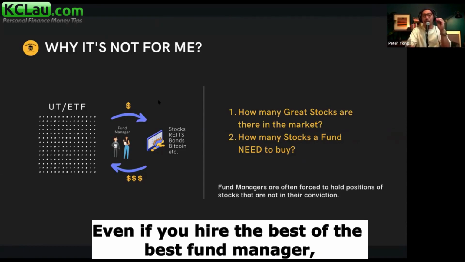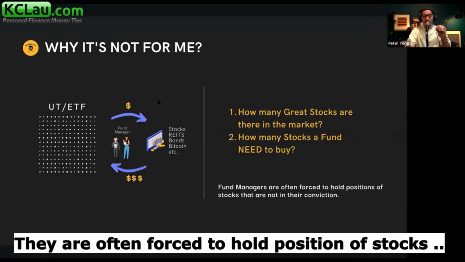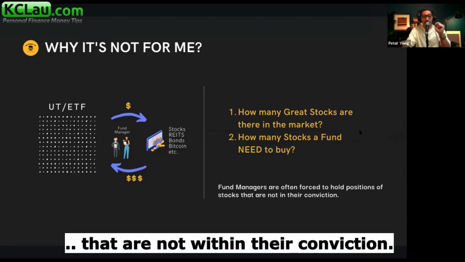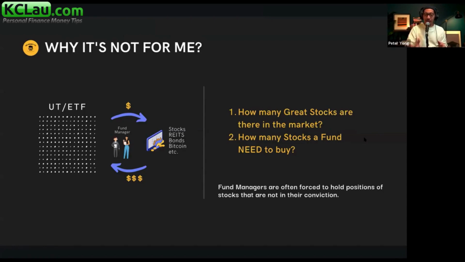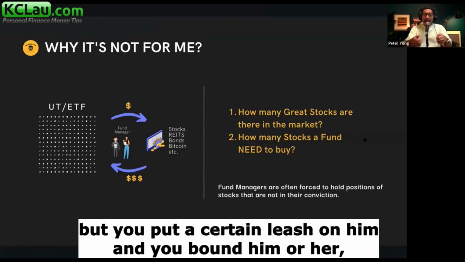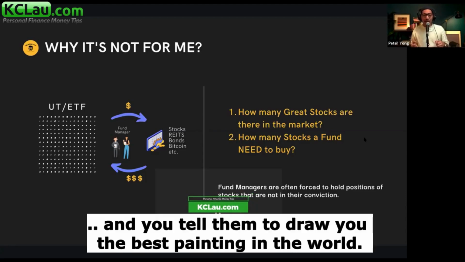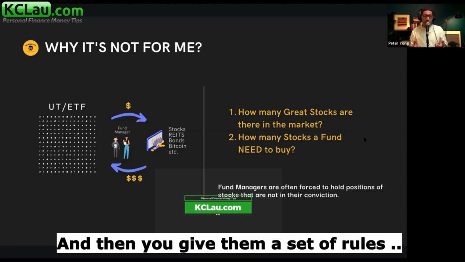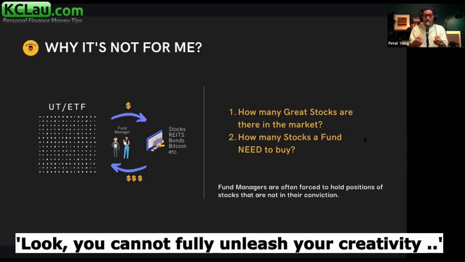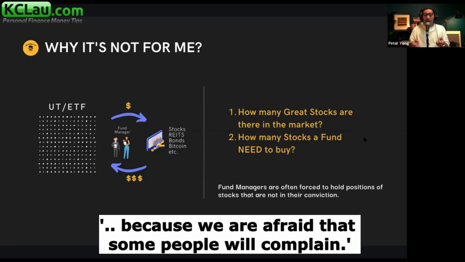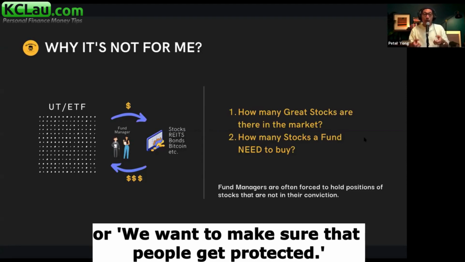Even if you hire the best of the best of the best fund manager, they are often forced to hold positions of stocks that are not within their conviction. When you hire the best fund manager, but you put a certain leash on him or her, you're kind of like hiring an artist and you tell them to draw you the best painting in the world, and then you give them a set of rules and you tie them and say, look, you cannot fully unleash your creativity because we are afraid that some people will complain, or we want to make sure that people get protected.